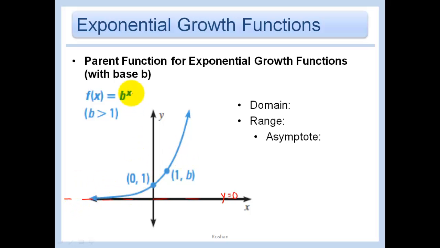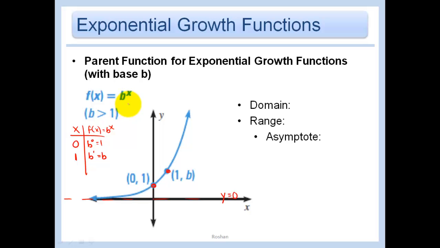If we put in a 0 for x, b to the 0 power, anything to the 0 power is just 1. And if you put in a 1 for the x, b to the first power is just b. So basically what I did was I made a table of values. f of x equals b to the x power. And when I put in a 0, well, b to the 0 power is 1. And when I put a 1 in, well, b to the first power is just b. And so those are the 2 points that were plotted. And then we know that our graph looks like this because we know it's exponential growth.